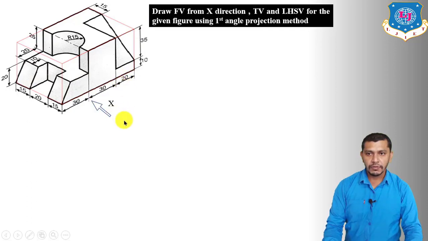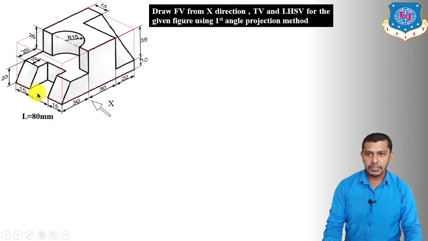Now we are observing the front view from the X direction. So the distance between this edge and this edge will give us the length of the cuboid, or the length of the object. So it is 30 plus 30 plus 20. So the length of the cuboid is 80 mm, which will be the length of the object.